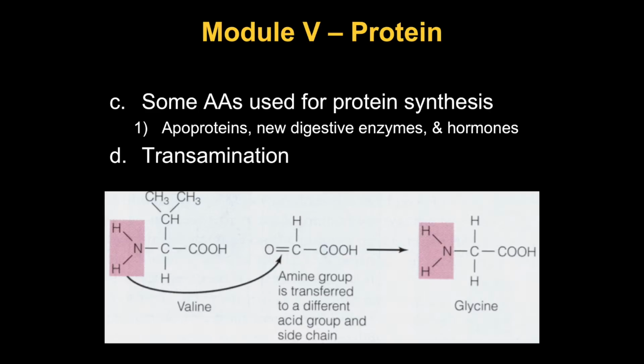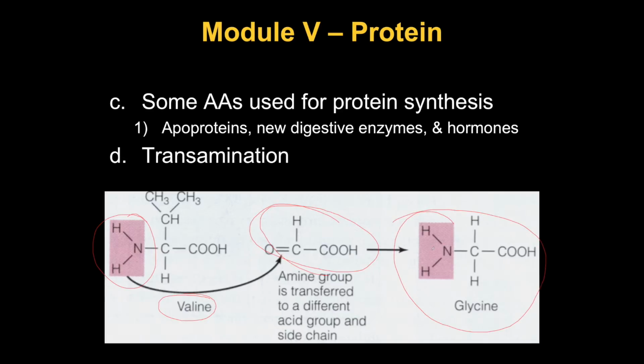Transamination can also be undergone in the enterocyte. Transamination is simply when we take one amine group from an amino acid. So in this example, we have valine. We're taking off that amino group, we're deaminating it, and we're attaching it onto what's called a carbon skeleton, and basically forming glycine out of it.